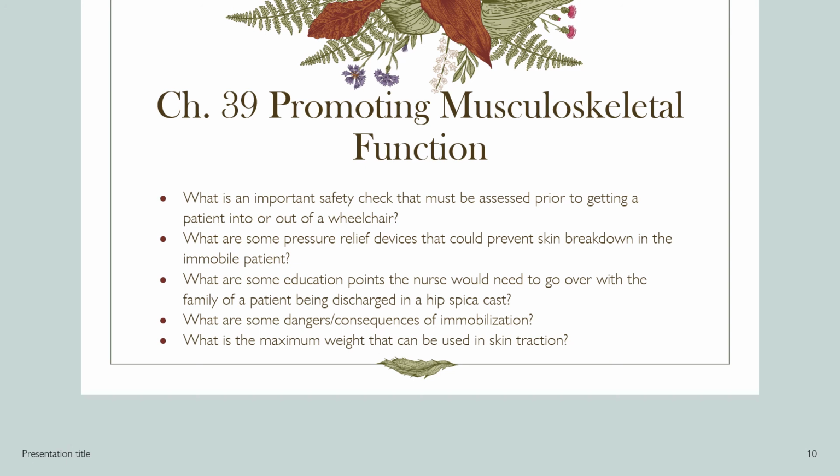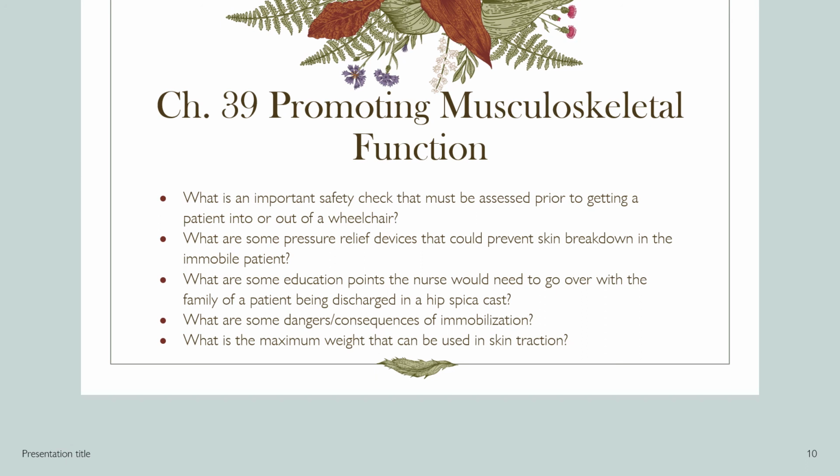What are some pressure relief devices that could prevent skin breakdown in the immobile patient? We can see this on page 813. There are a variety of accessories that aid in the reduction of skin trauma from pressure for patients in standard hospital beds. These include foam and gel pads, sheepskin pads, and heel and elbow protectors. Pulsating air pads and water mattresses can lie on top of the regular mattress, providing additional pressure relief.